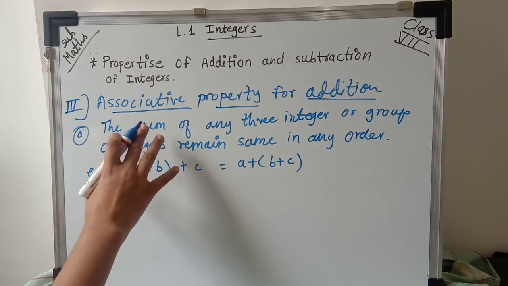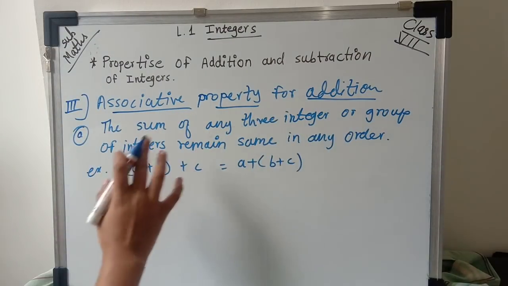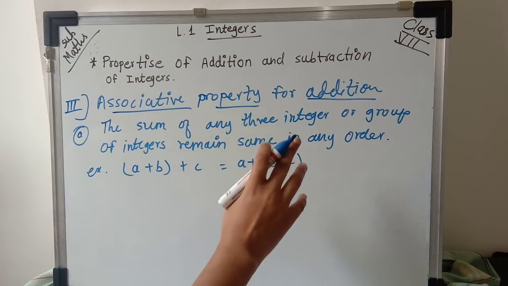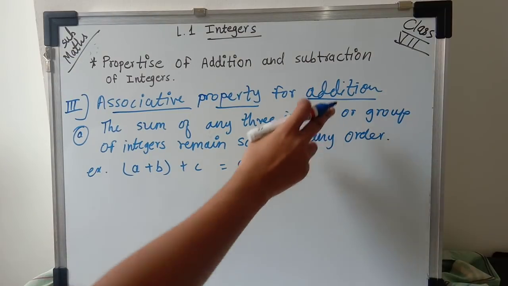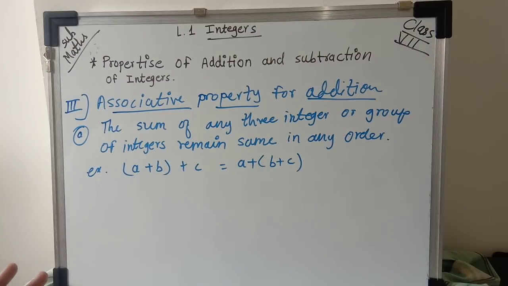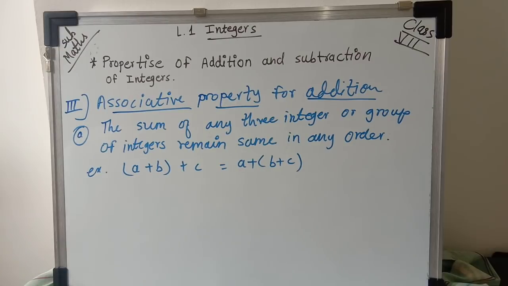Here, what this property is saying for addition is that the sum of any three integers or group of integers remains the same in any order. So here we have to add three integers or more than that. If we change their order when we are doing the addition, we'll get the same answer, and that property is known as the associative property.